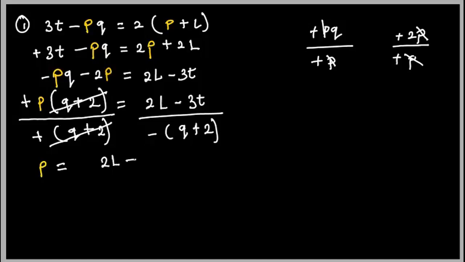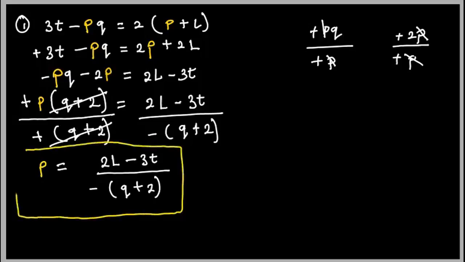Our P now becomes equals to 2L minus 3T all over minus open bracket Q plus 2. And this is our answer for this.